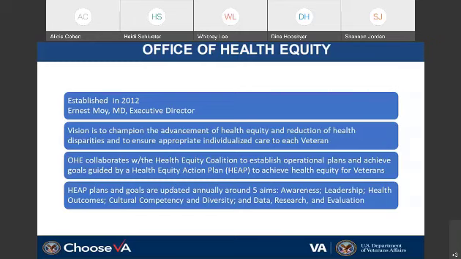The HEAP plans and goals are updated annually, and they're focused around 5 aims, including awareness, leadership, health outcomes, cultural competency and diversity, and data research and evaluation.